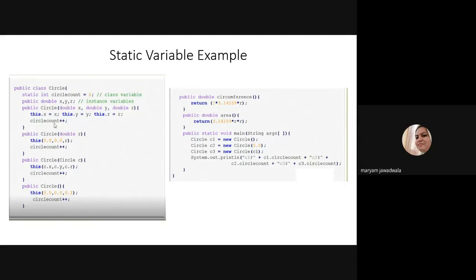Circle c1 = new Circle(). What I am doing here is creating the c1 object of the Circle class with new Circle without any parameter. Which constructor am I calling? Constructor number 4, the default constructor without any argument. So what will be the values of x, y, and r? The value of x will be 0.0, the value of y will be 0.0, and the value of r will be 0.1. And what is the value of circleCount?